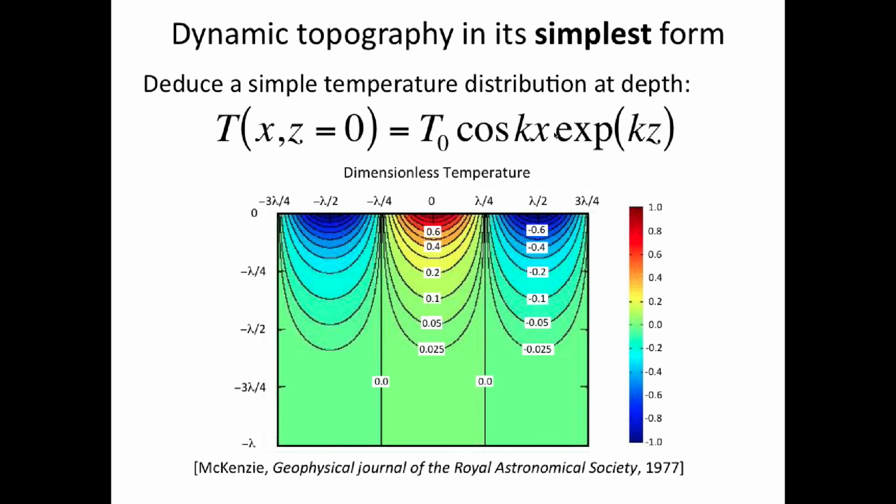When you do that, you get a nice simple solution. It just falls off exponentially with depth. Z is positive upwards, so in all cases Z is a negative number, so this is decaying. Where you have a hot surface, you diffuse heat in, so it gets warm. Warm colors mean warm. Where it's cold, you take heat out, and it's cold, and you get isotherms like that. This is a problem that is easily solved. The next problem is less easily solved, but it's not so hard.